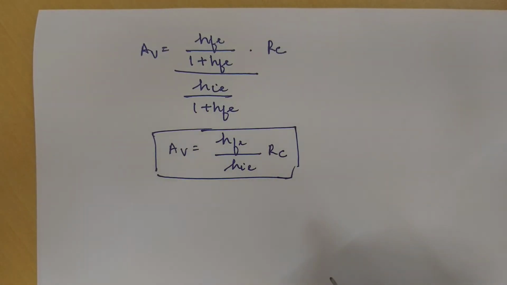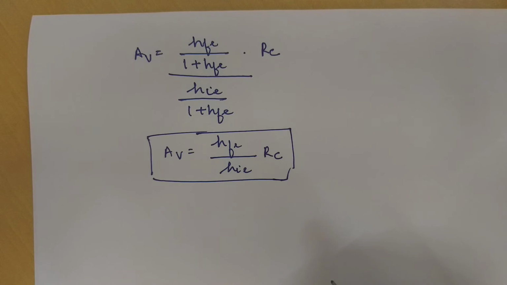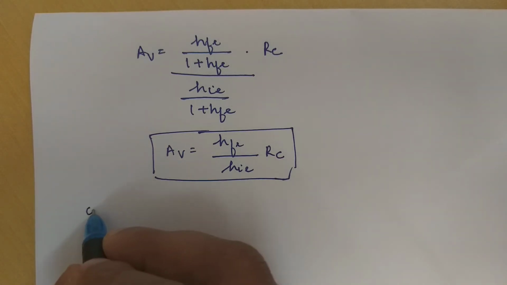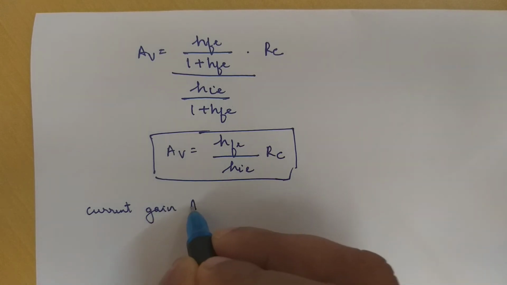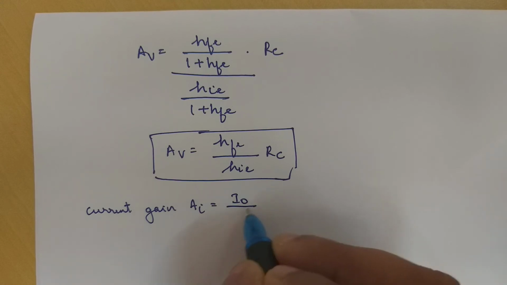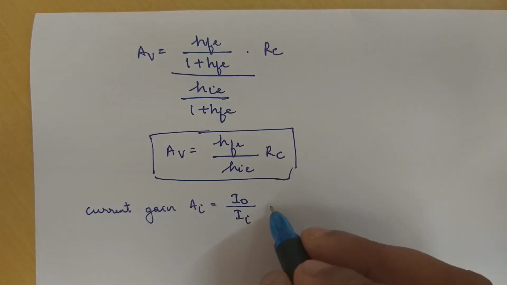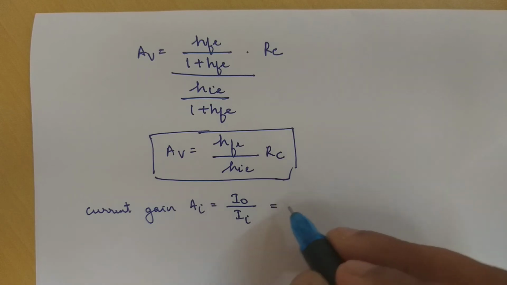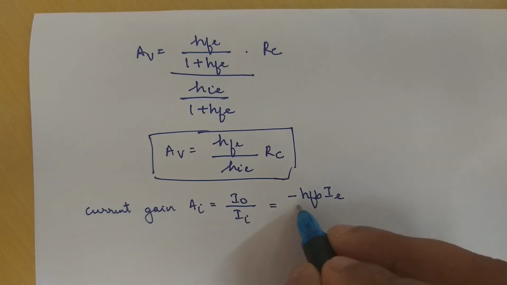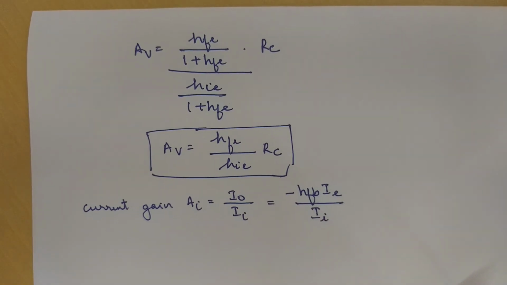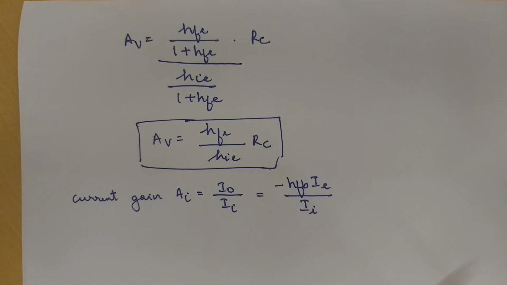The last part we have to obtain here is the current gain expression. The current gain is given by AI is equal to I naught divided by II. I naught is nothing but minus HFB into IE, divided by II. So the output current is written in this format. We have to write IE in terms of the input current now, the emitter current in terms of input current, so just seeing back to this circuit here.